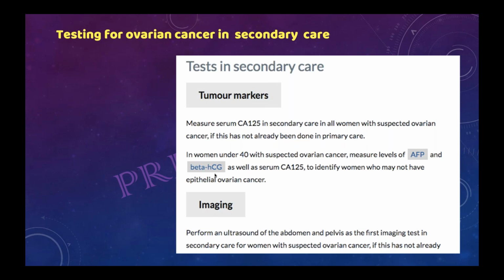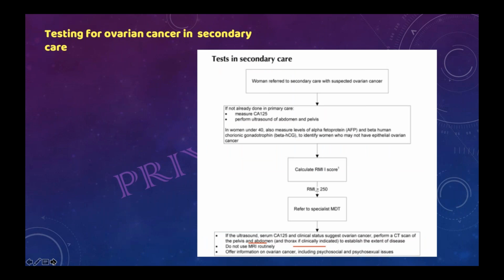But if it is a cancer type question, and they are asking what are the tests to be done in secondary care, then the answer will come from NICE. These are the tests from the NICE referral pathway. Okay, so these are the tests done in secondary care. Now this is also a very good flow chart. So again, the repetition of the same tests done in secondary care: CA125 and USG, if they are not done before, and if less than 40, beta HCG and alpha fetoprotein.